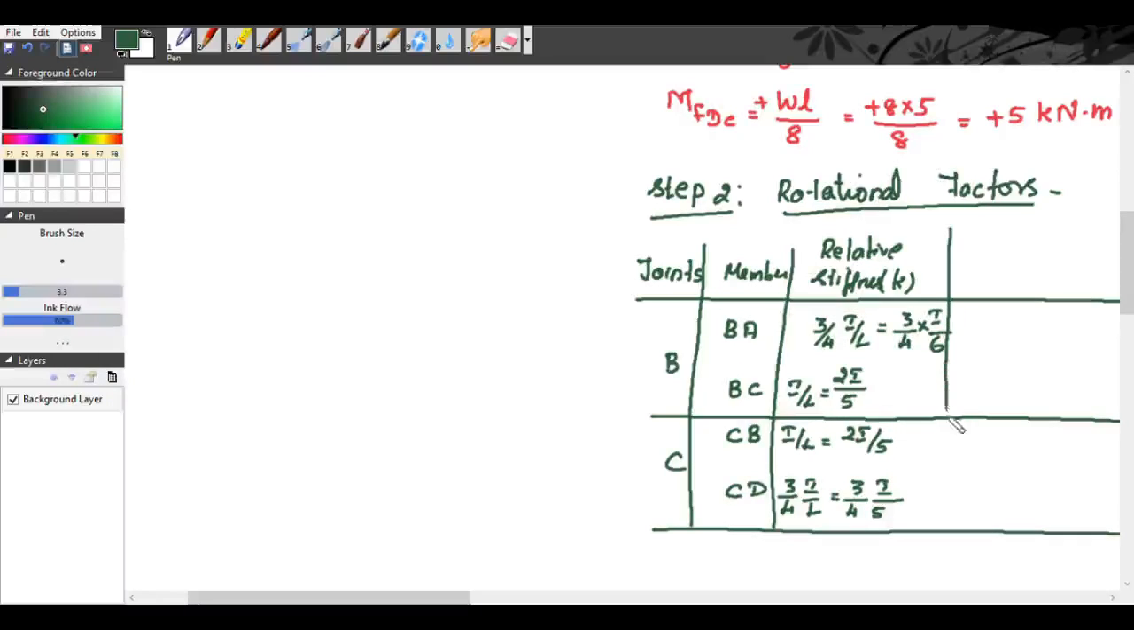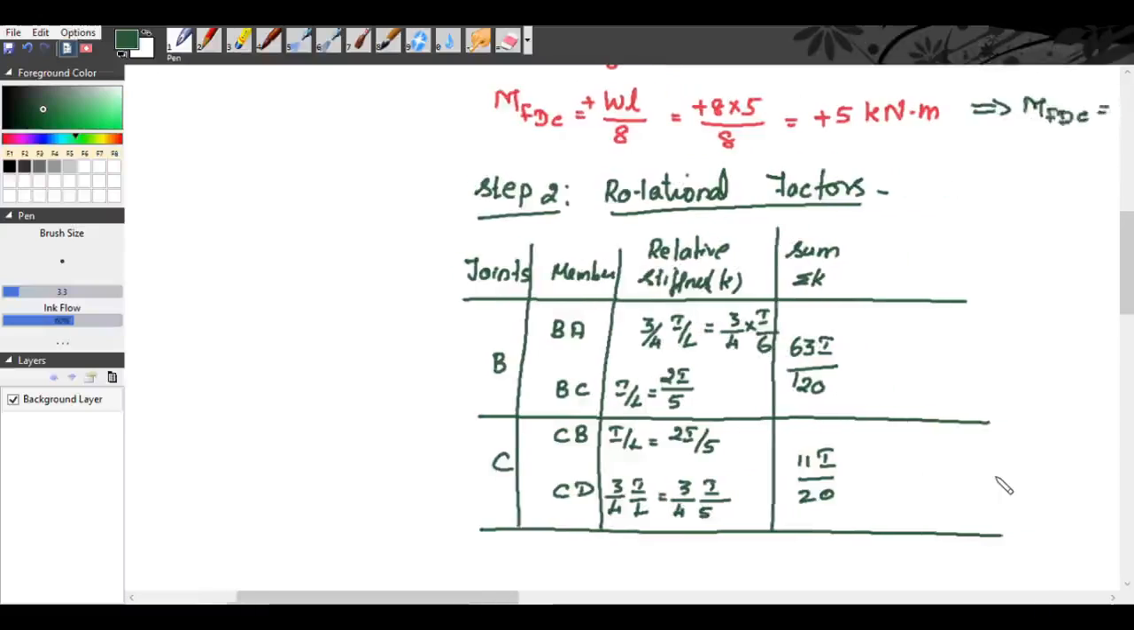So now we will take the sum. For the span BC or CB, the sum, that is sigma k, is 2I divided by 5. For the span CD, the far end is single support, so it is 3 by 4 of I by L, which is 3I by 20. So now we will sum: 2I by 5 plus 3I by 20, we get 11I by 20. Sum, that is sigma k.